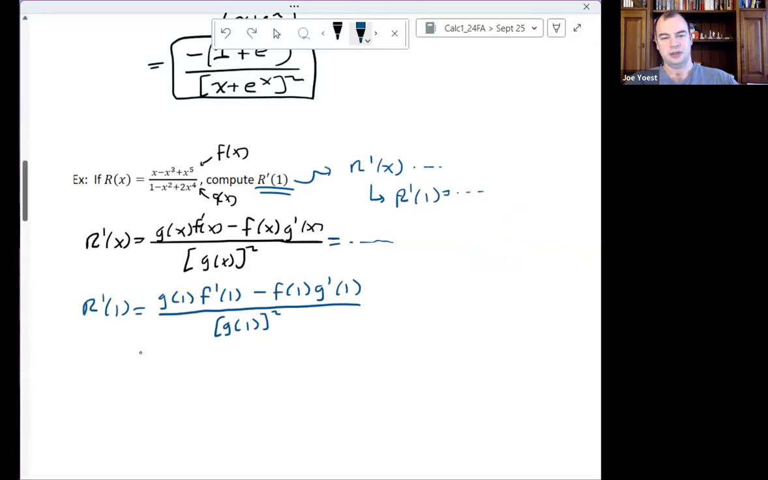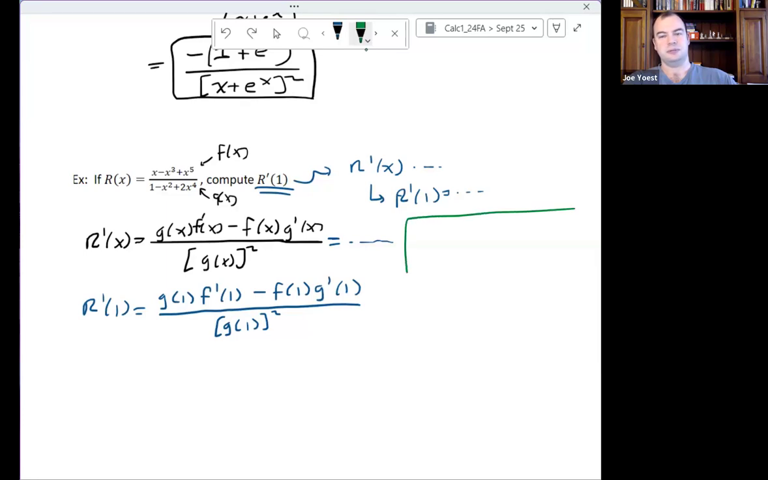hassle? In other words, can I find the numbers g of 1, f of 1, g prime of 1, f prime of 1, and then just plug them in here, and then I just have a bunch of numbers multiplied and added and divided? That's not nearly as bad. And yeah, I could do that. There's nothing wrong with doing that.